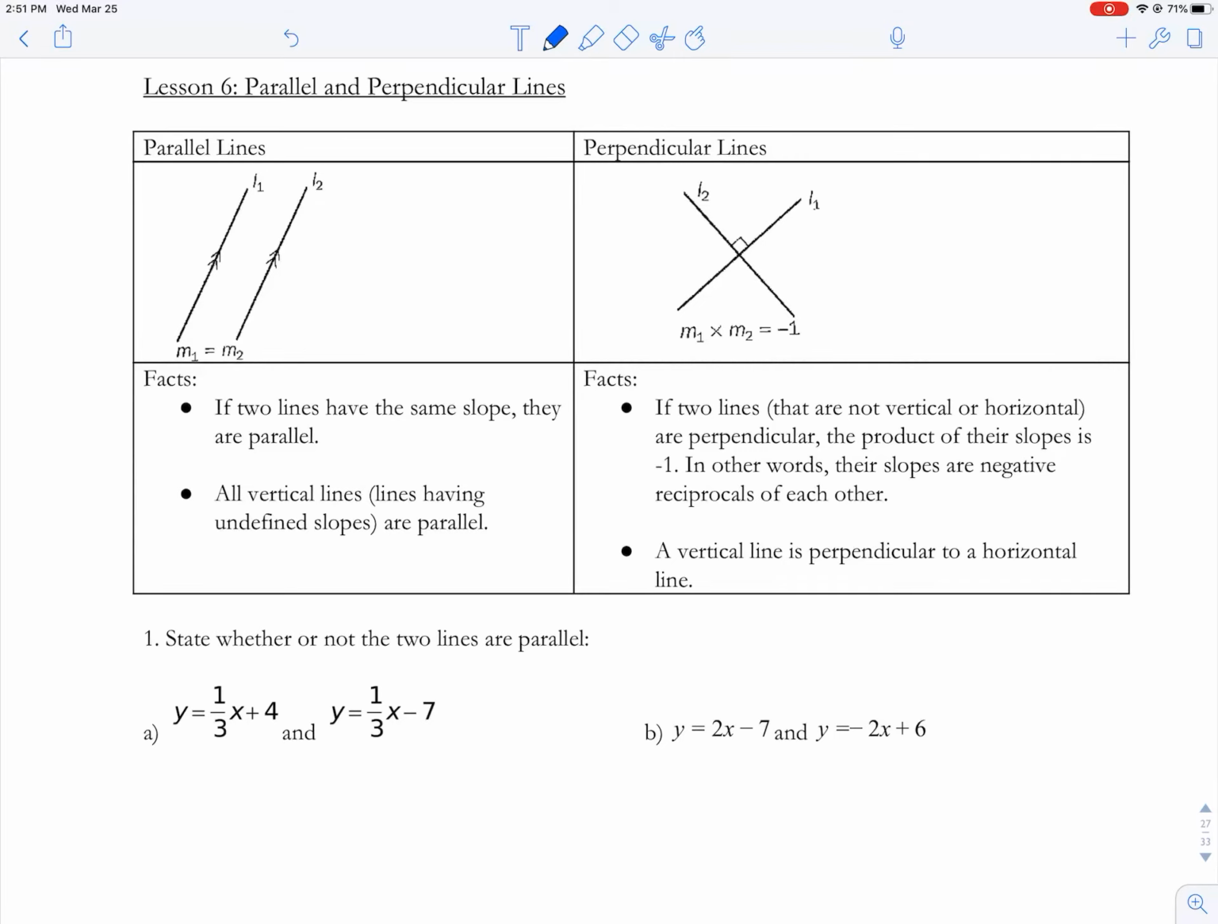Welcome to Lesson 6 on parallel and perpendicular lines. We're going to start off with just a reminder of what parallel and perpendicular mean.